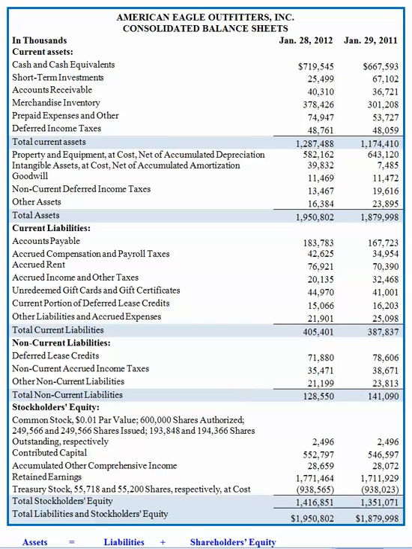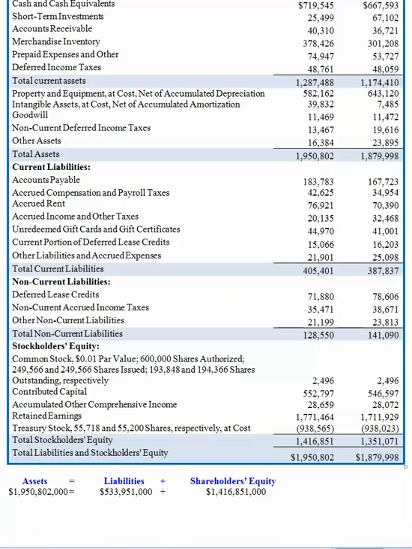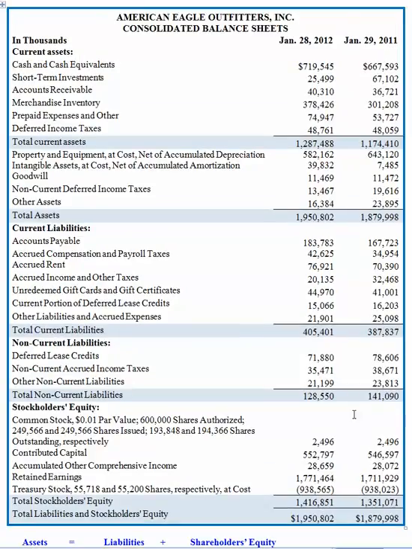And as you know, then total assets have to equal your liabilities, which is the sum of these two, plus your equity. Now, let's talk about the classified.